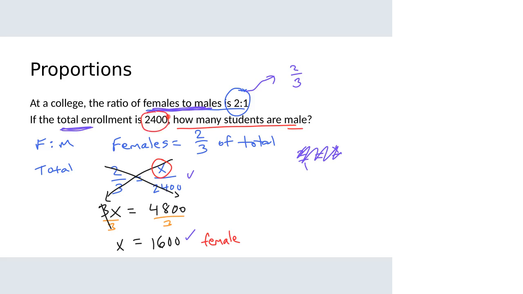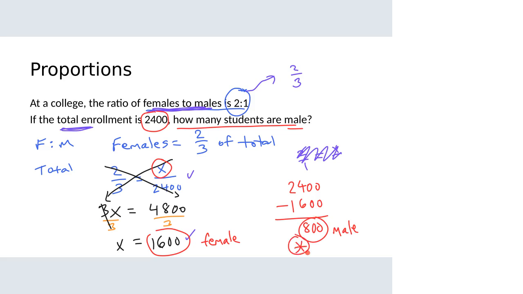If I have 2,400 students total and 1,600 are female, then I need to subtract to find out that there are 800 students that are male. And so 800 will be the answer to our question here.